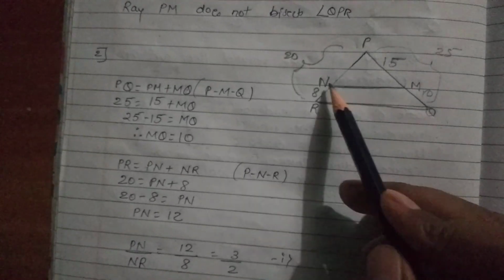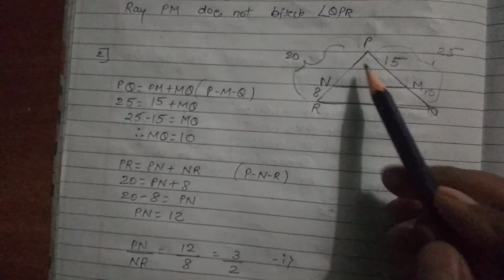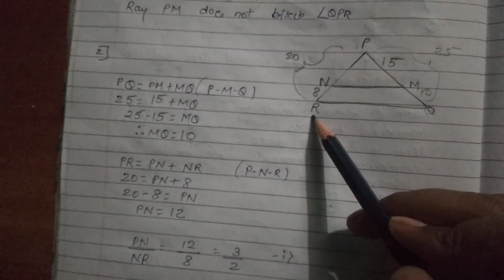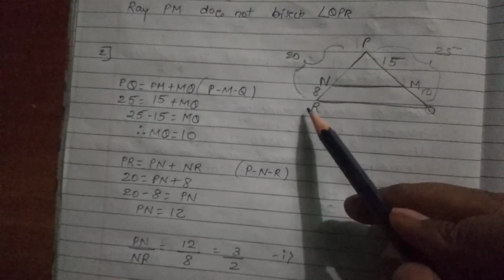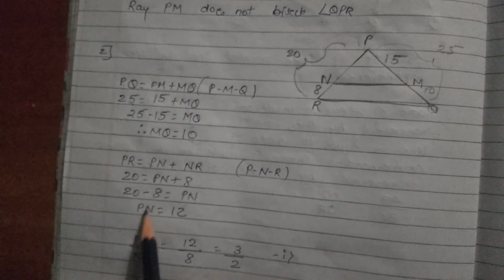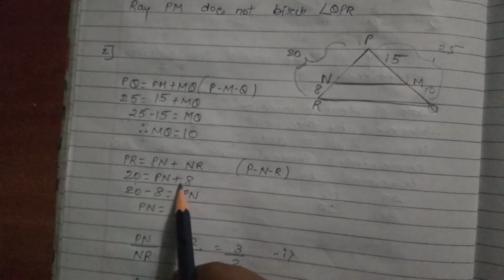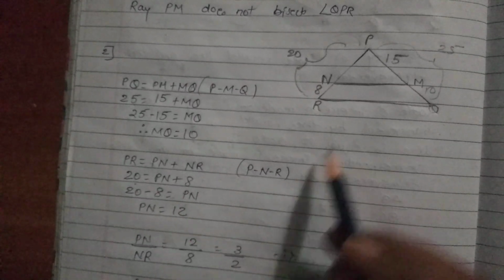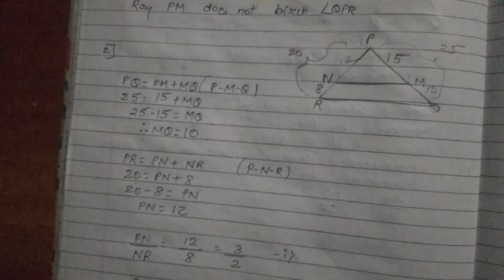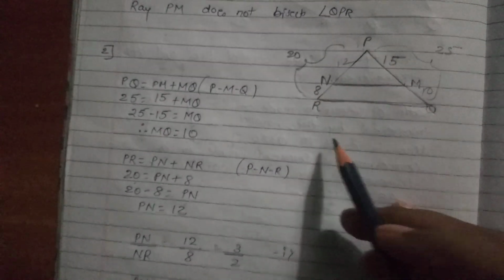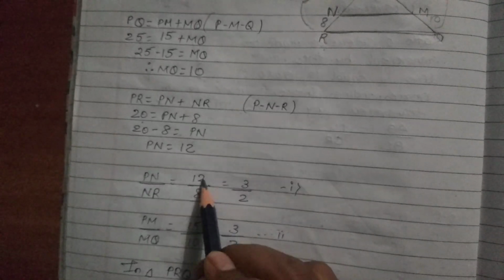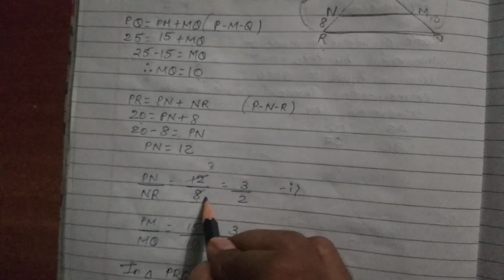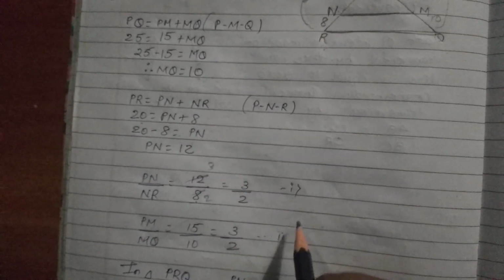We have to find PN. Same way, PR equals PN plus NR. P, N, R are collinear points. So 20 equals PN plus 8. So subtracting, we get the value of PN as 12. So PN upon NR will give you 12 by 8. 4 3s are 12, 4 2s are 8. So 3 by 2, statement number 1.